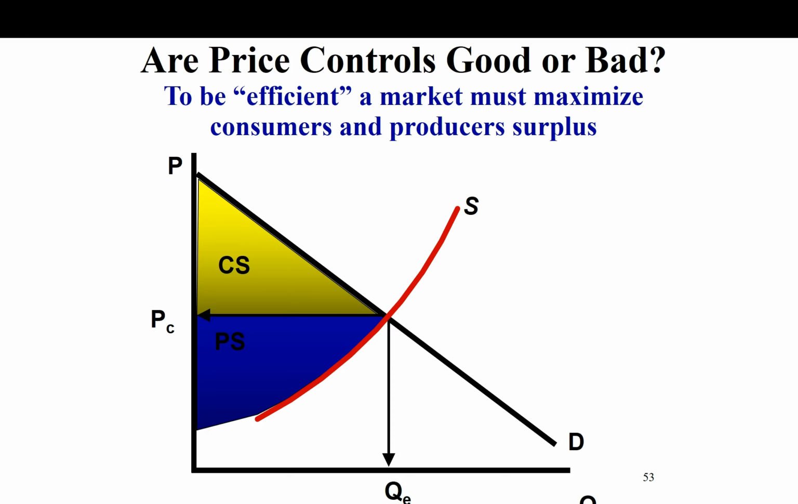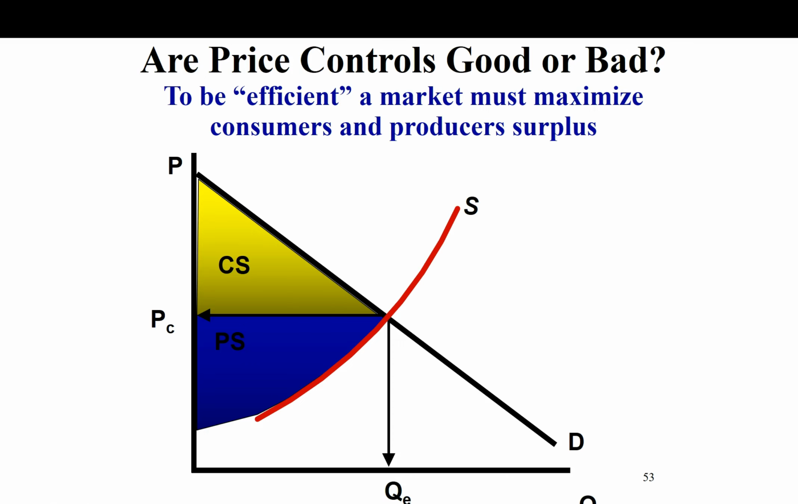So price controls, you can see them as good or bad. It really depends on who you are in the market. But to analyze them from an efficiency point of view, it helps to understand what they do. So we go back to the concept of consumer and producer surplus, and we can see that in a market where supply and demand are working their magic, consumer and producer surplus are maximized.